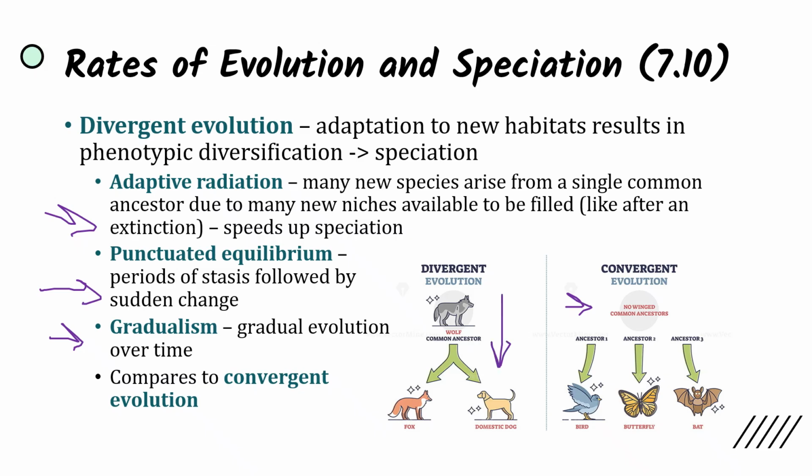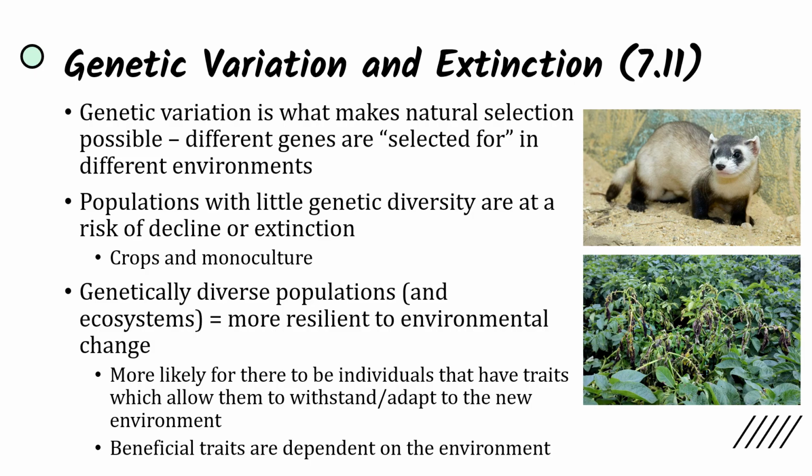Speciation is occurring because habitats are changing, and so there are behavioral changes or geographic isolation, so allopatric or sympatric speciation. And genetic variation is super important to natural selection and evolution. Different genes are selected for in different environments, and genetic variation is what makes natural selection possible in the first place. If individuals are all the same, then one cannot be better adapted to the environment than the other. And genetic variation means that in different environments, certain individuals may have a better adapted trait for that environment. So those are the individuals that are going to survive and reproduce.